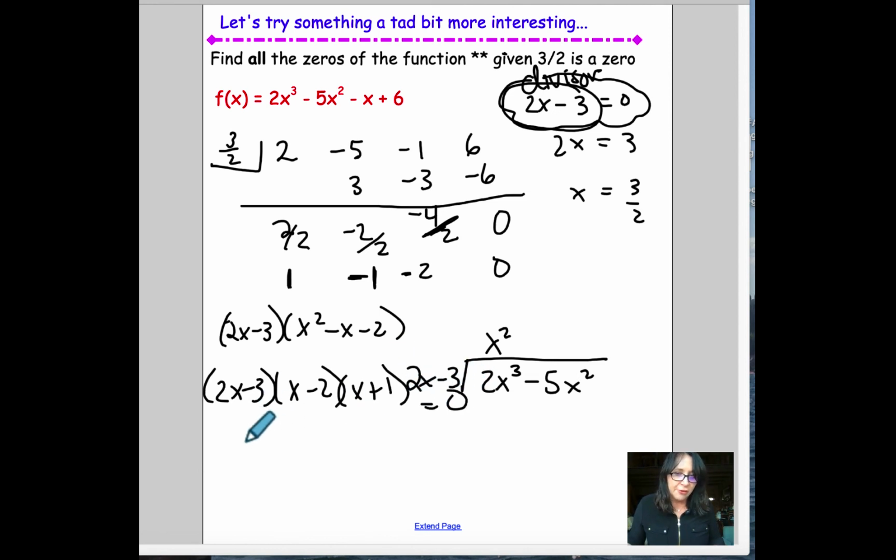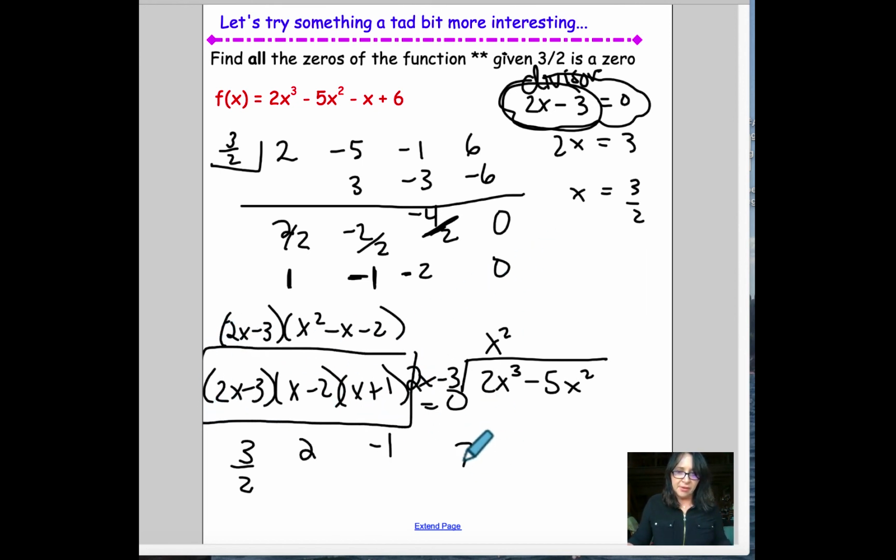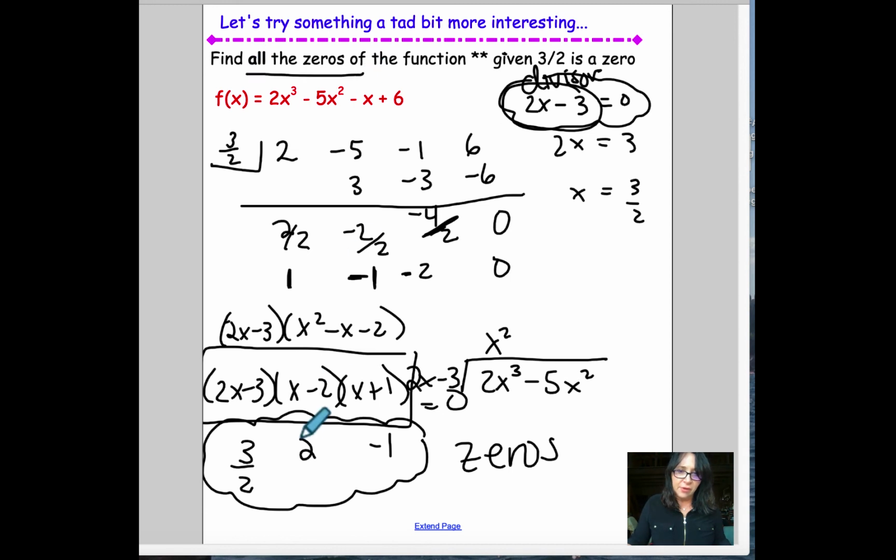So my zeros are going to be 3/2, 2, and negative 1. And so, well, these are my factors. Yes, these are my zeros. And so these right here, if the question says find the zeros, this is my answer. If the question says find all the factors, this is my answer.